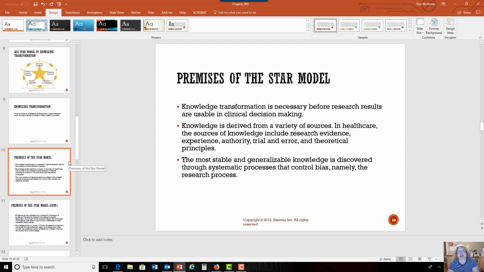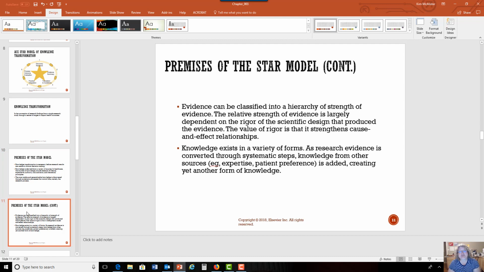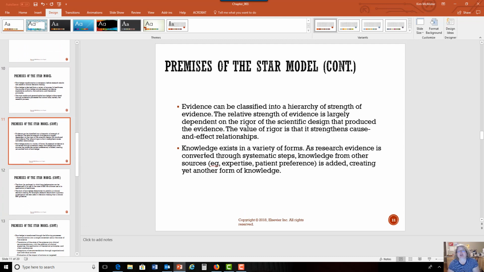Understand the best knowledge is going to come through systematic processes, such as the research process. You may remember in that class we talk about bias and how to control it. And that bias and rigor is very, very important, because the more rigorous and the most exclusive of bias is going to give us the most stable and highest level of research and information that we can actually use. And this just goes on to talk about the hierarchy of evidence, which we'll go into a little more in a moment.